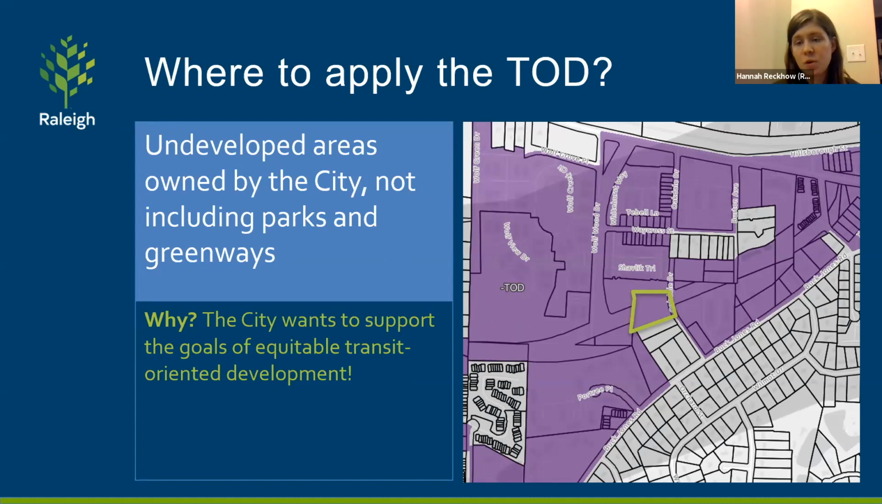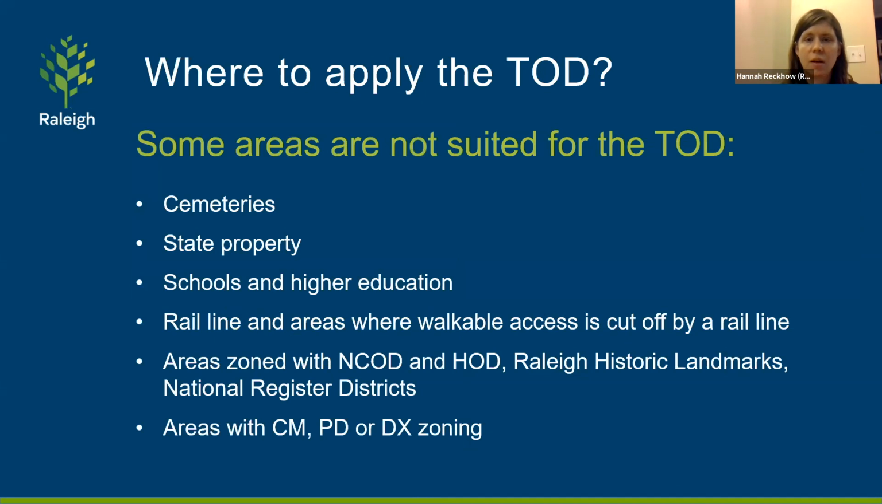So if a property fell under one of those categories, it is most likely included in the request, but there are some circumstances that make a property not well suited to the TOD, and I've listed them here. They're, if the property is a cemetery or a school, if it's owned by the state, if it's a rail line, or if it's in an area where the walkable access is cut off, such as by a rail line, or areas that have some sort of historical designation or zoning, or one of a few of the city's zoning districts: conservation management, typically undeveloped; planned developments, which take a little more focus to write and are more custom to the site; and then downtown mixed use, which is the zoning district for downtown. So even if an area did fall under one of the criteria I went through previously, if it's one of these, it will not be included in this request.